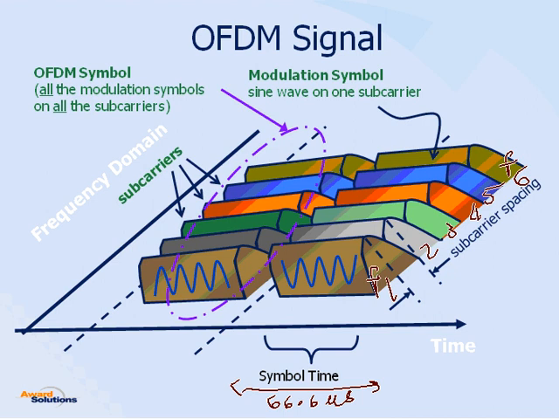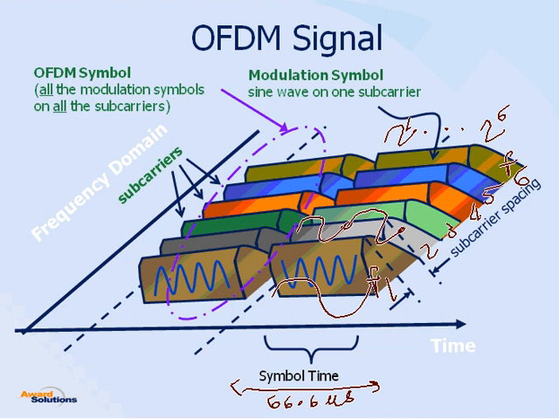So F1 will have one sine wave, right? One full cycle on F1. F2 will have 2 full cycles of the sine wave, and so on. F6 will have 6 cycles of the sine wave during the same time period, 66 microseconds. Now we need to be aware of some very simple rules. So I will just write those in the journal file so that you have a copy of that.